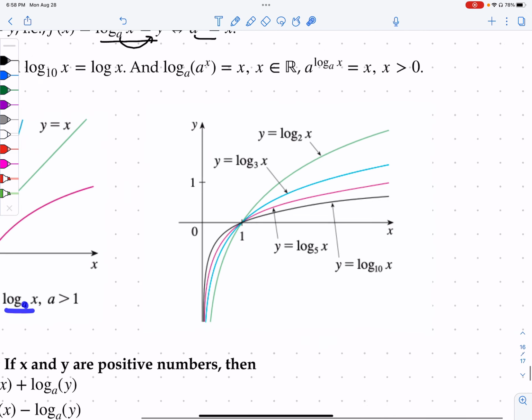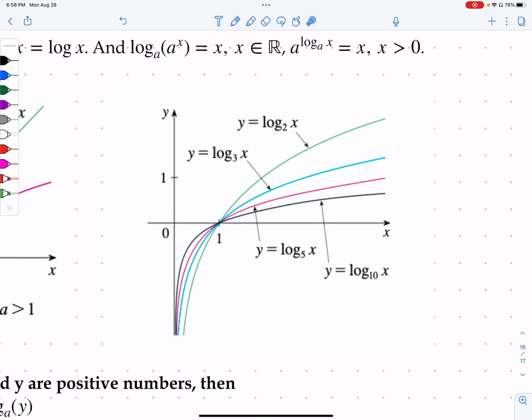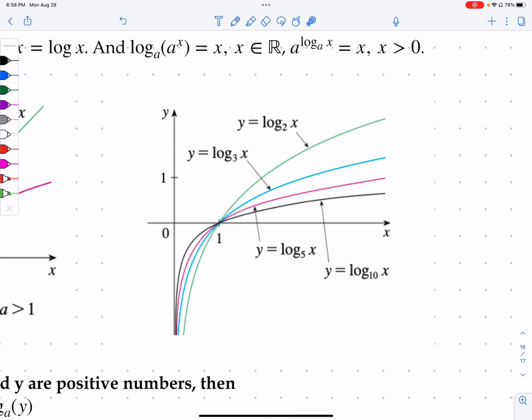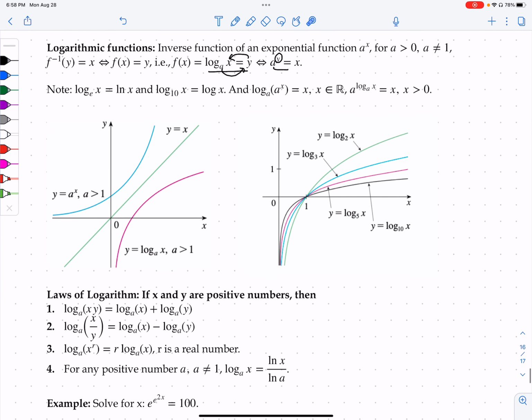And here are the graphs of the logarithmic functions. Here is the graph of the log x base 10, log x base 5, log x base 3, and log x base 2. As you can see, the larger the base, the smaller the y value. Of course, the higher the base, the larger the x value you need to reach that.